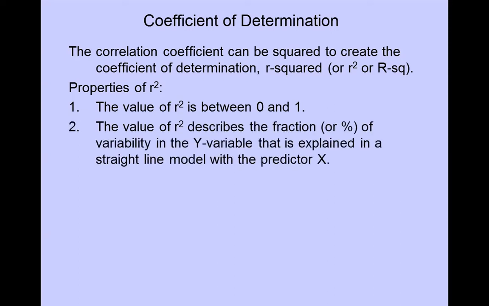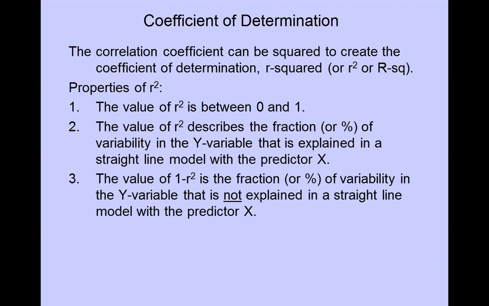Number two, the value of R squared describes the fraction, or you can multiply by 100 to make it a percentage, of the variability in your Y, or your response variable, that is explained in a straight line model, the linear model that you fit, when using the predictor X variable.